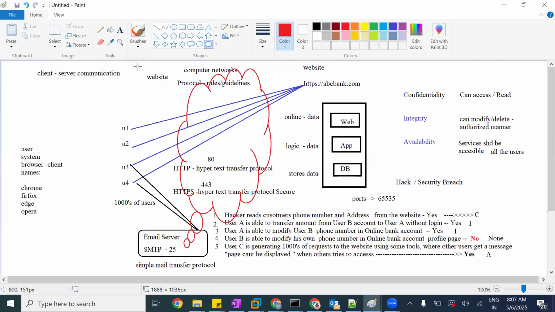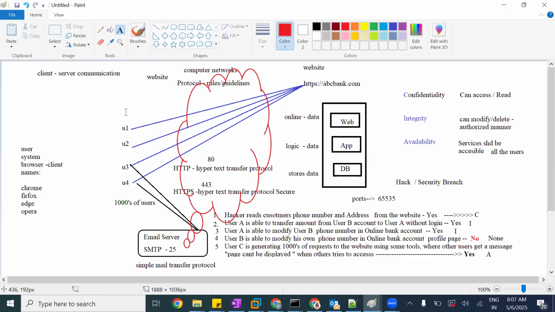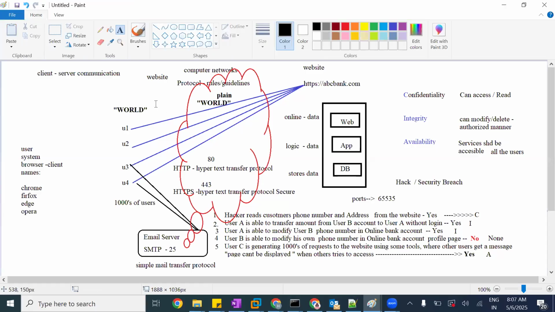But try to understand the difference between HTTP and HTTPS. When you are sending some data through HTTP, say for example, I'm trying to send a message like hello world. This is a message which I'm trying to send between user one and the website. In case you are using HTTP, in the internet also, it will be in plain text. Anyone can read your data. It is plain text communication in case of HTTP.